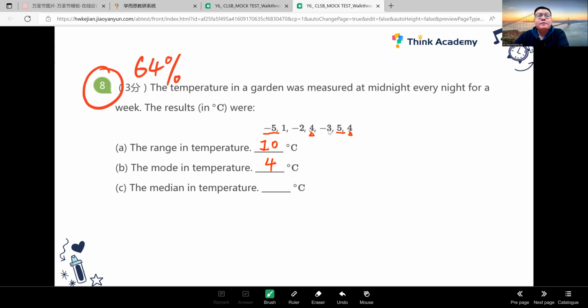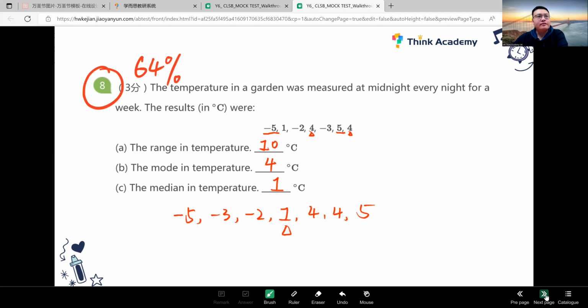So to get a median, you're going to rearrange or reorder all the numbers in ascending or descending order. Let's say I'm going to go from the smallest to the biggest. So -5, -3, -2, and then 1. And then I got 2 of 4. So I got 5. You see, I got 7 numbers, and the middle one will be the median, which is 1. So the answer will be 1 degree Celsius to this question.